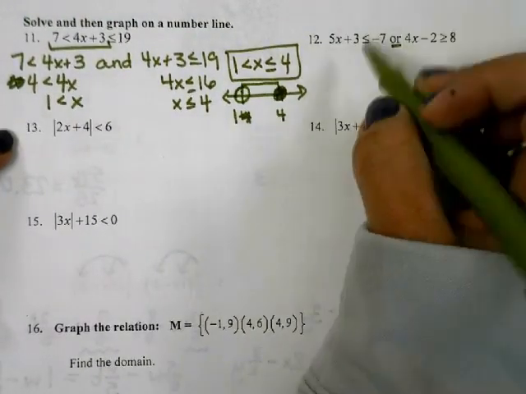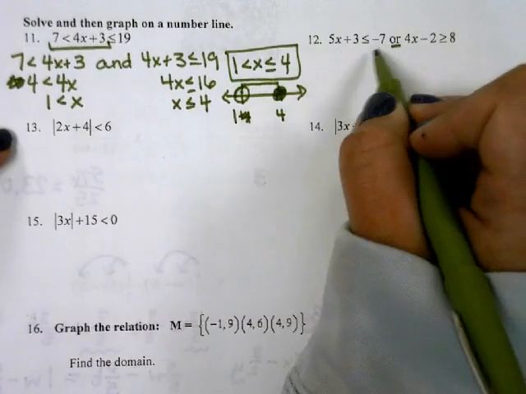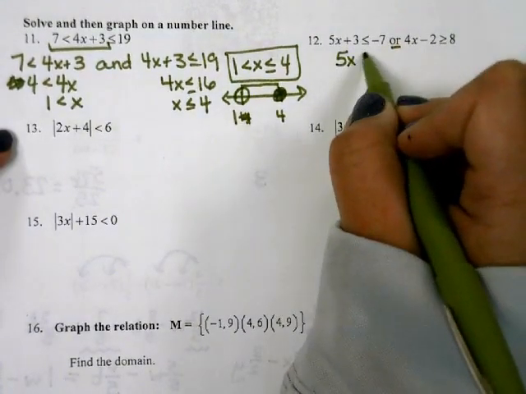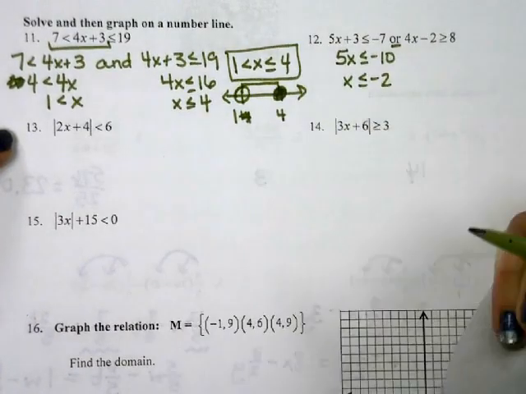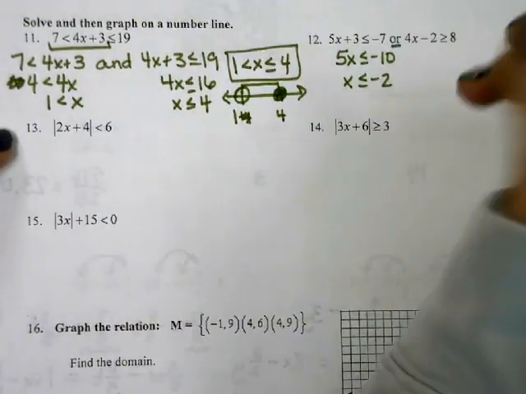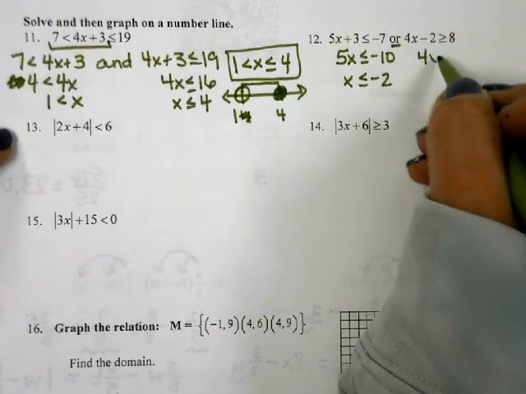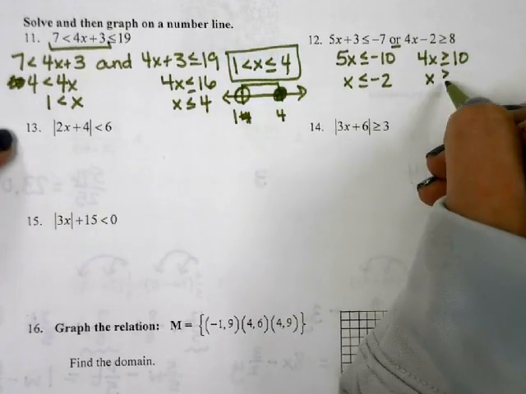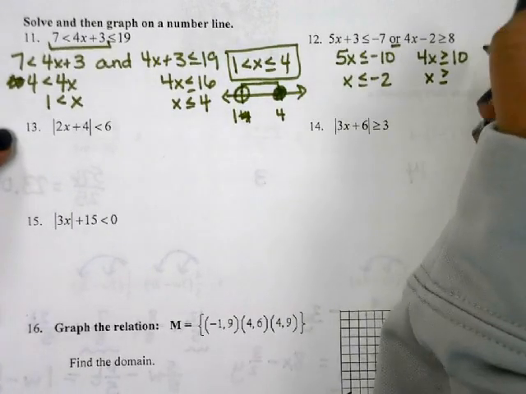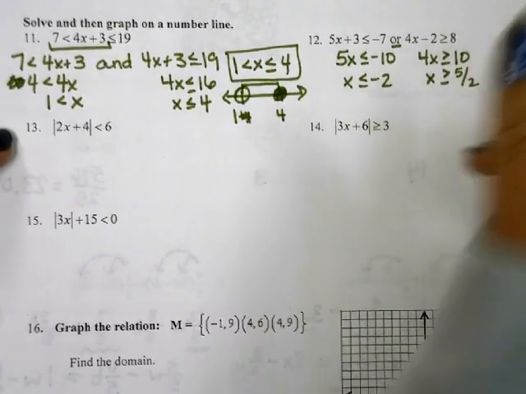12, I see an or. So if I subtract 3, I get 5x is less than or equal to negative 10. So x is less than or equal to negative 2. Add 2, so 4x is greater than or equal to 10. So x is greater than or equal to 10 fourths, which reduces to 5 halves.